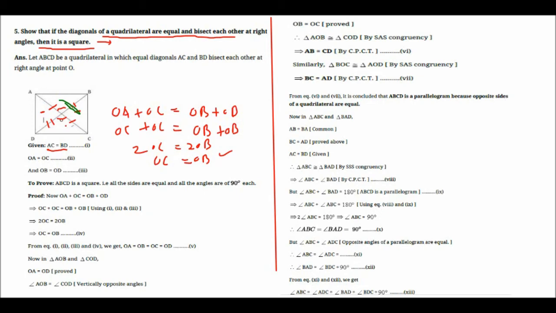Similarly, we can say that the remaining two triangles, triangle BOC and triangle AOD, are also congruent, right? So by simplicity we can say that BC equals AD. From this it can be concluded that ABCD is a parallelogram, because opposite sides of the quadrilateral are equal.